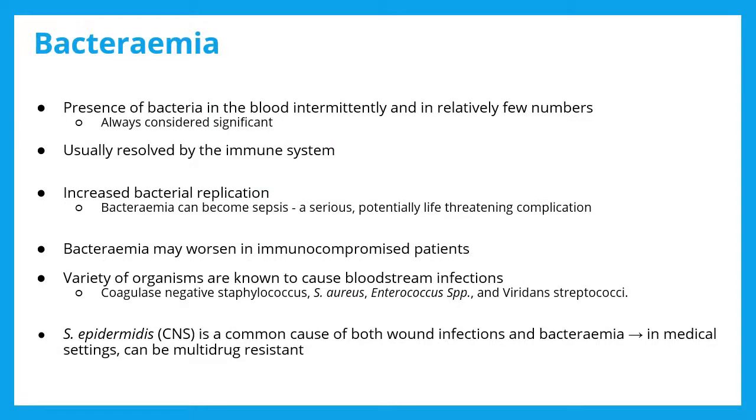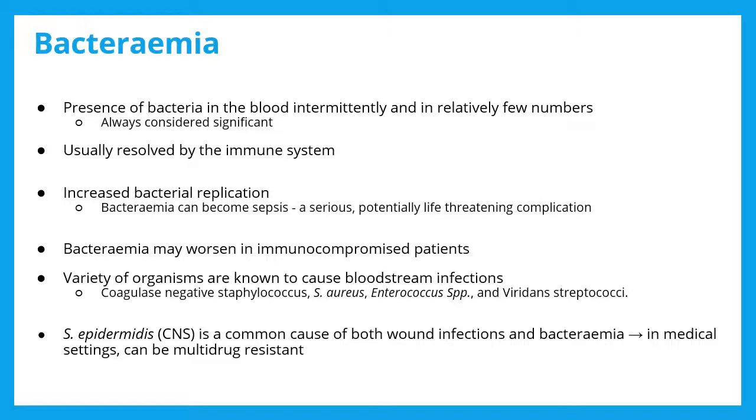Bacteremia is a term used to describe the presence of bacteria in the blood intermittently and in relatively few numbers. Once the replication of bacterial cells increases and the presence of bacteria in the blood is significant, bacteremia can become sepsis, a serious, potentially life-threatening complication. Although most bacteremias resolve themselves through normal immune response, infection may worsen in immunocompromised individuals.